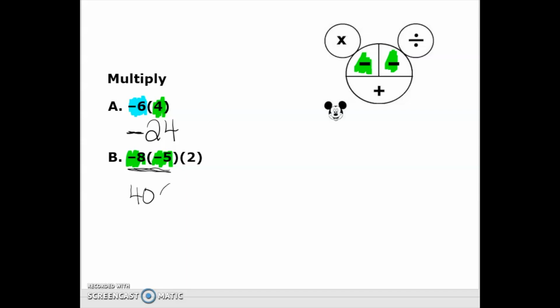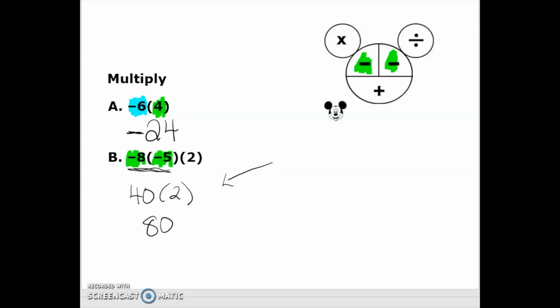Then we bring down the 2. And now we notice that both numbers are positive. When we have two positives, we don't need Mickey Mouse anymore. This is just remembering back to 3rd grade when we learned our multiplication facts. So if all the numbers are positive, then of course the answer will be positive. So 40 times 2 is 80.